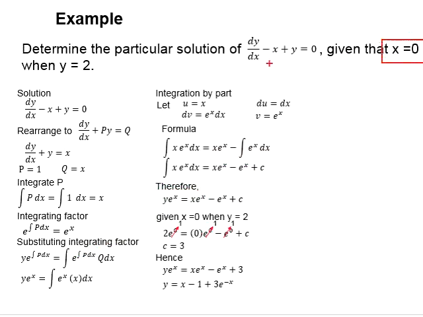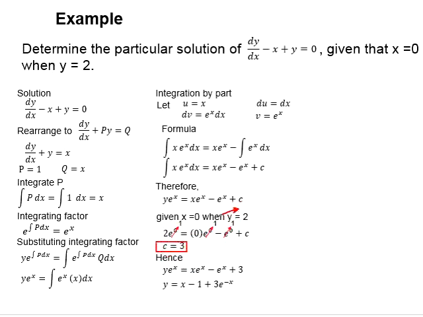Given that x is equal to 0 when y is equal to 2, substitute the relevant values into the function here, and you are able to obtain c. You know that e power of 0 will be equal to 1, and all the e powers to 0 will be equal to 1. Solve the function here, you get c is equal to 3.